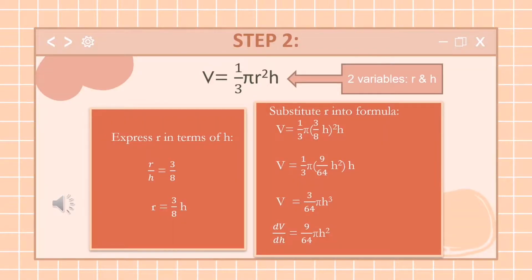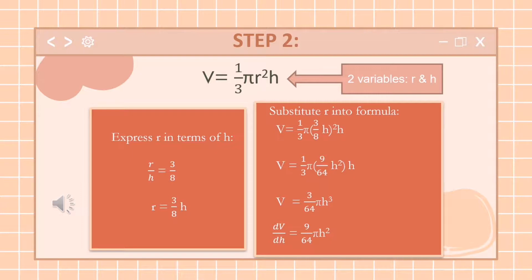Step 2. Find dV over dh by using V equals 1 over 3 pi r squared h. But there are 2 variables in this formula, which are r and h. How to solve it? We need to express r in terms of h by using the ratio r over h equals 3 over 8, and we get r equals 3 over 8 h.